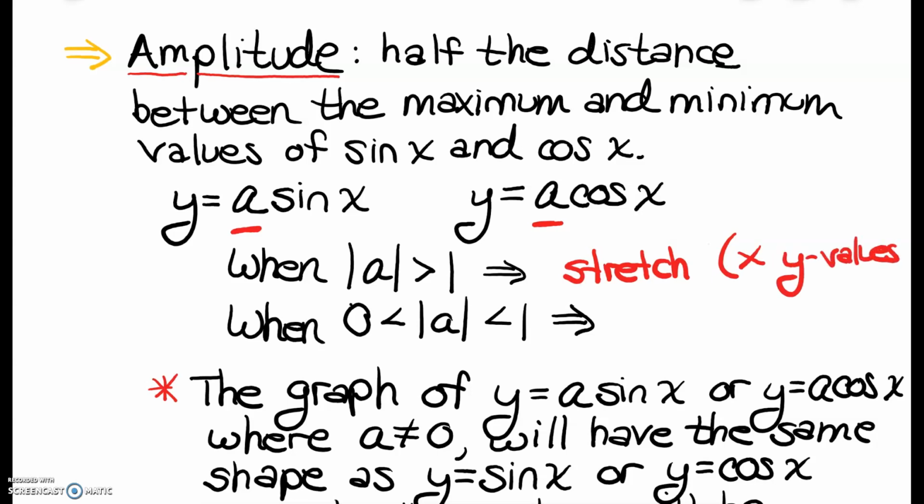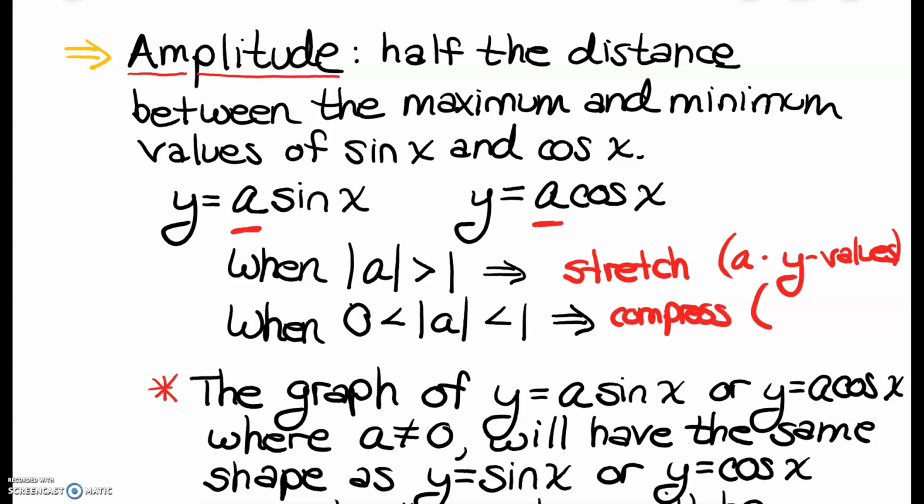If the absolute value of our a value is, a times our y value, if the absolute value of a is between 0 and 1, that's called a compress.